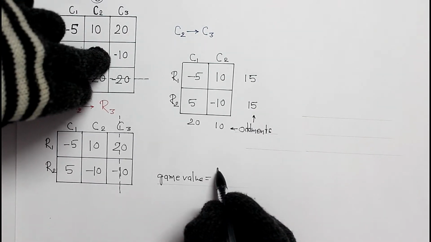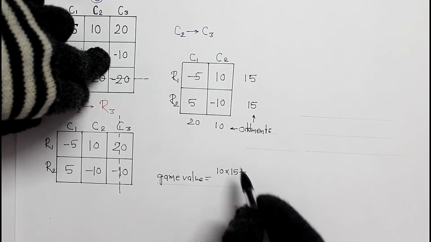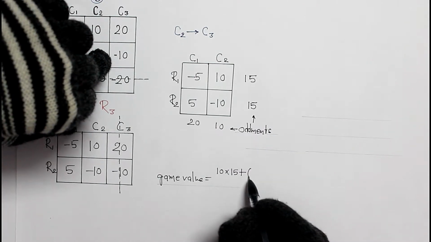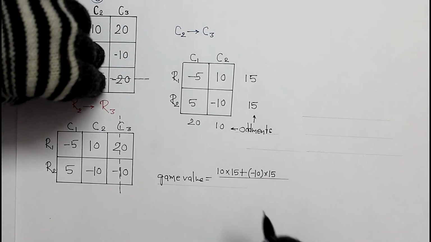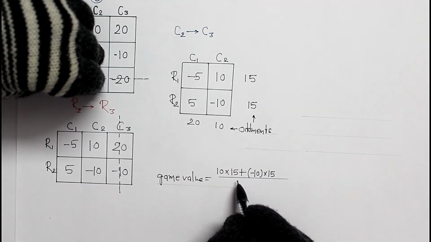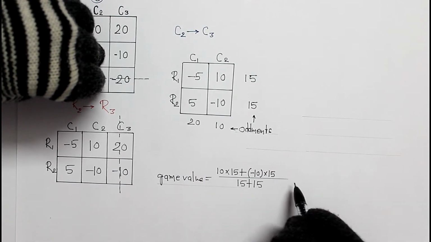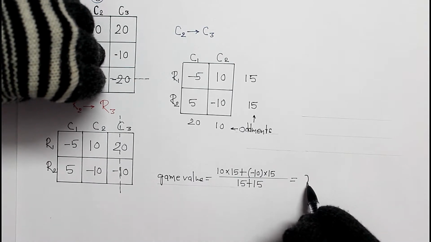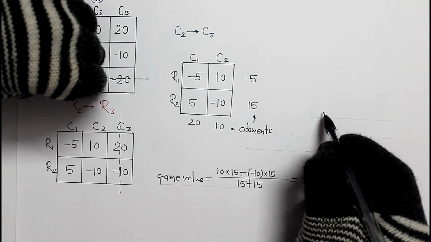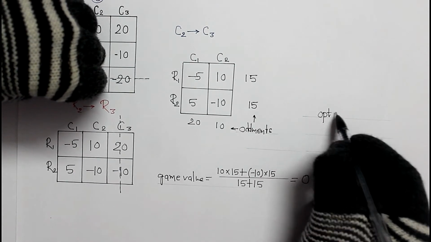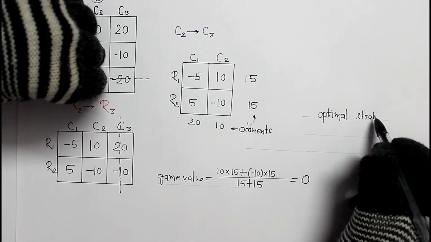10 multiplied by 15, plus minus 10 multiplied by 15. So this will be 0. Divide by the sum of these two, 15 plus 15, equals 0. Now the section of optimal strategy. And to define the optimal strategy for both players, we need to calculate probabilities separately.